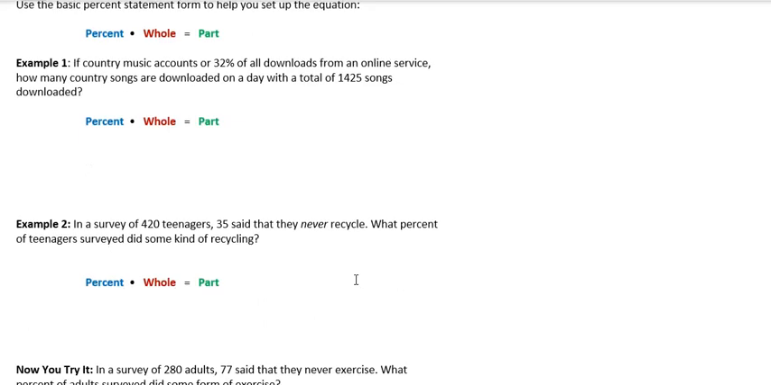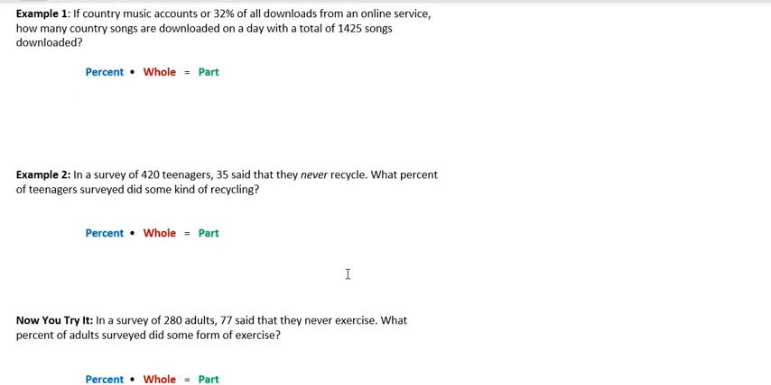So if country music accounts for 32% of all downloads from an online service, how many country songs are downloaded on a day with a total of 1425 songs downloaded? So this is very straightforward. We take the percent, which is here, and the total number of songs, which is here. And we're going to apply that to this formula right here.